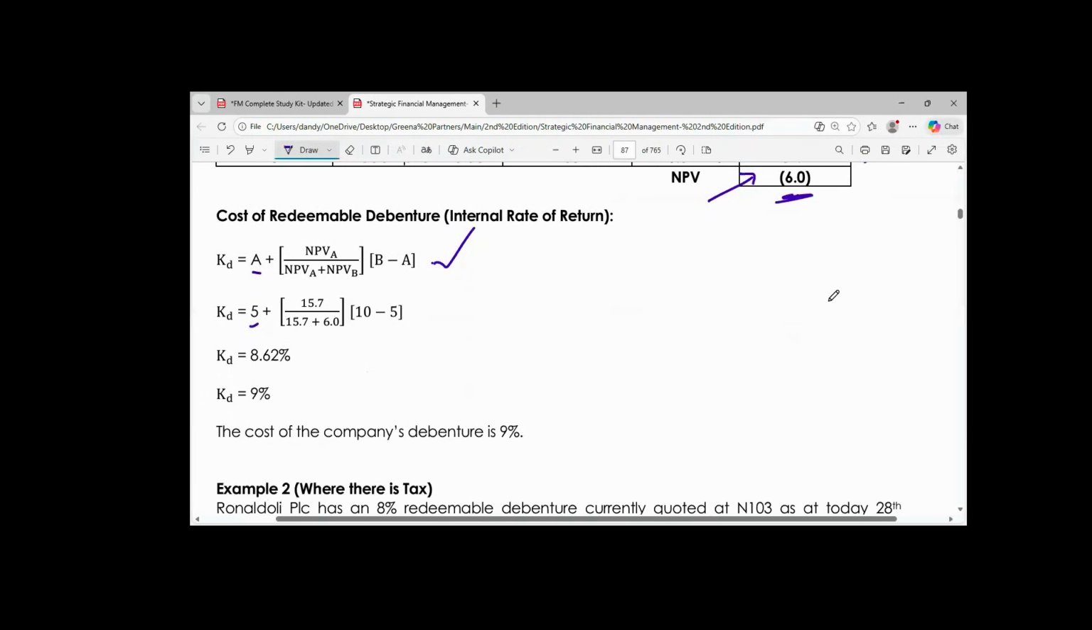So when you put it in the formula of internal rate of return, we are going to get 8.62. We got 8.62, all right? When you round it up, that means the cost of capital, the cost of redeemable debenture of this company is approximately 9%. So this is how to calculate redeemable debt.